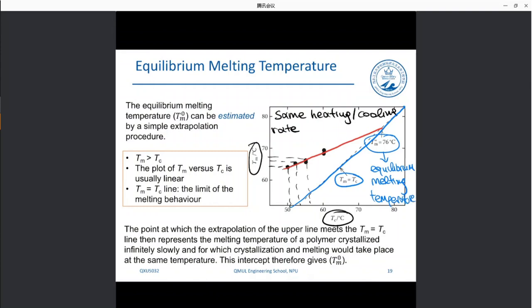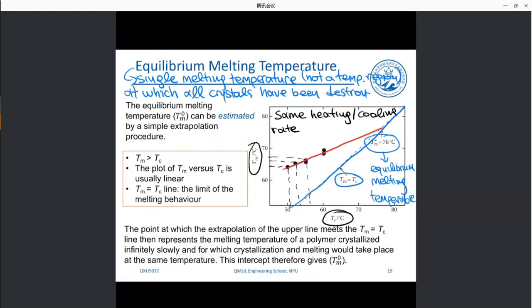Okay, I repeat, that is a single temperature, not a melting region, not a temperature region. That is a single melting temperature at which all crystals have been destroyed. Okay, I repeat that we cannot find a melting temperature for a specific polymer that can be higher than its equilibrium melting temperature, and that is because the equilibrium melting temperature refers to a 100% crystalline polymer.